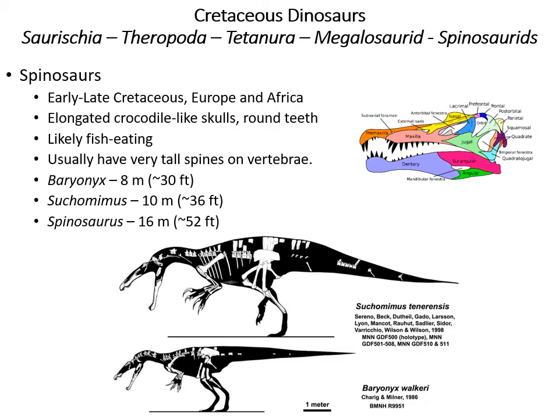In the Jurassic, we looked at megalosaurs such as Torvosaurus and Megalosaurus bucklandii. And in the Cretaceous, a sub-branch of megalosaurs take on some other very strange characteristics, and these are the spinosaurs. Spinosaurs were around from the early through the late Cretaceous of Europe and Africa, and they have these very diagnostic skulls that look very crocodile-like. They're long skulls, and their teeth are conical, rounded, so they're not blade-like like an Allosaurus, for example.